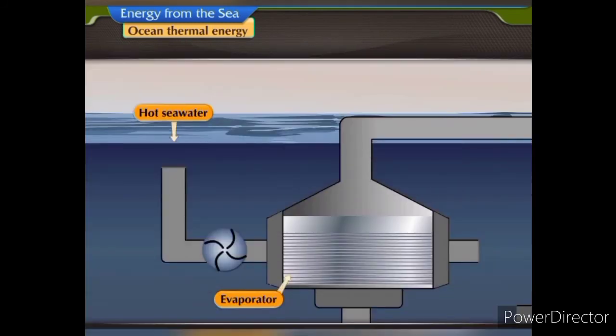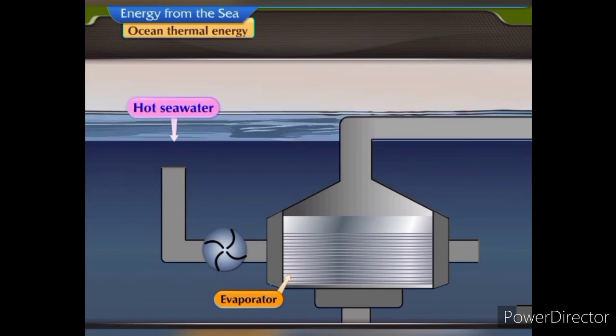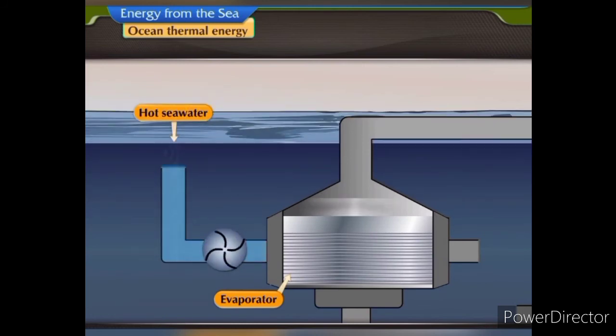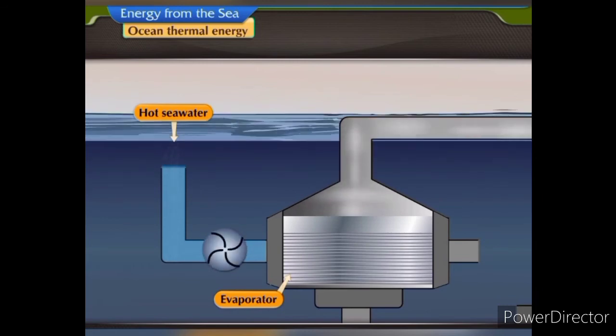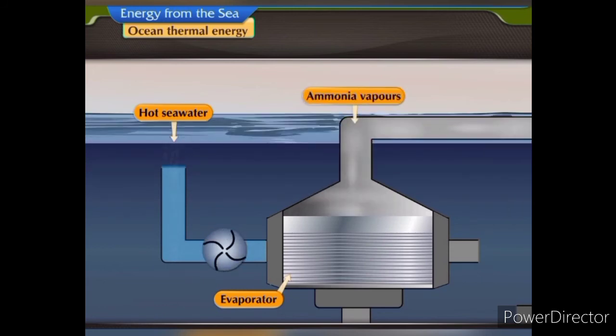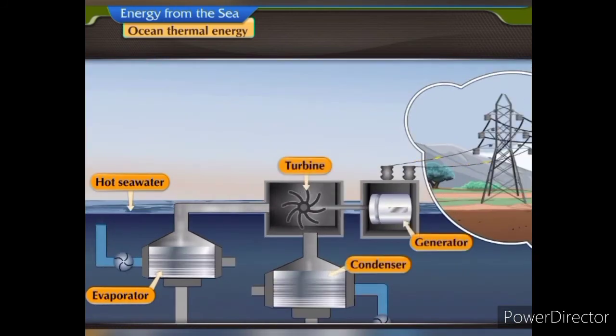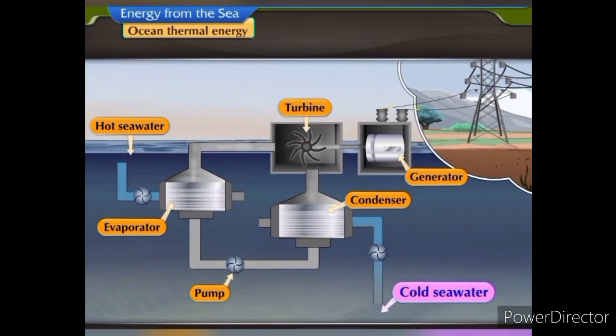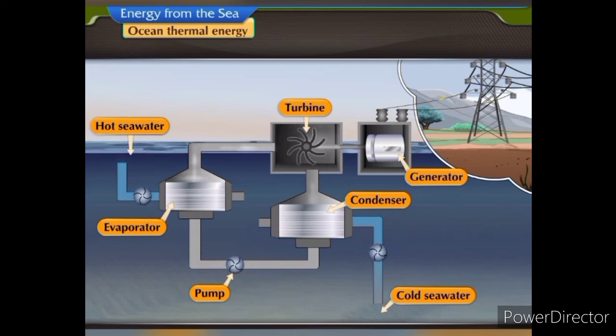In an ocean thermal energy conversion plant, the warm water on the sea surface is used to boil a volatile liquid, ammonia. On boiling, ammonia converts into vapors. The vapors of the liquid are then used to run the turbine of the generator that produces electricity. The colder water from the deeper ocean is pumped up to cool the used-up vapors of ammonia. This condenses the vapors again to liquid. This process is repeated again and again.